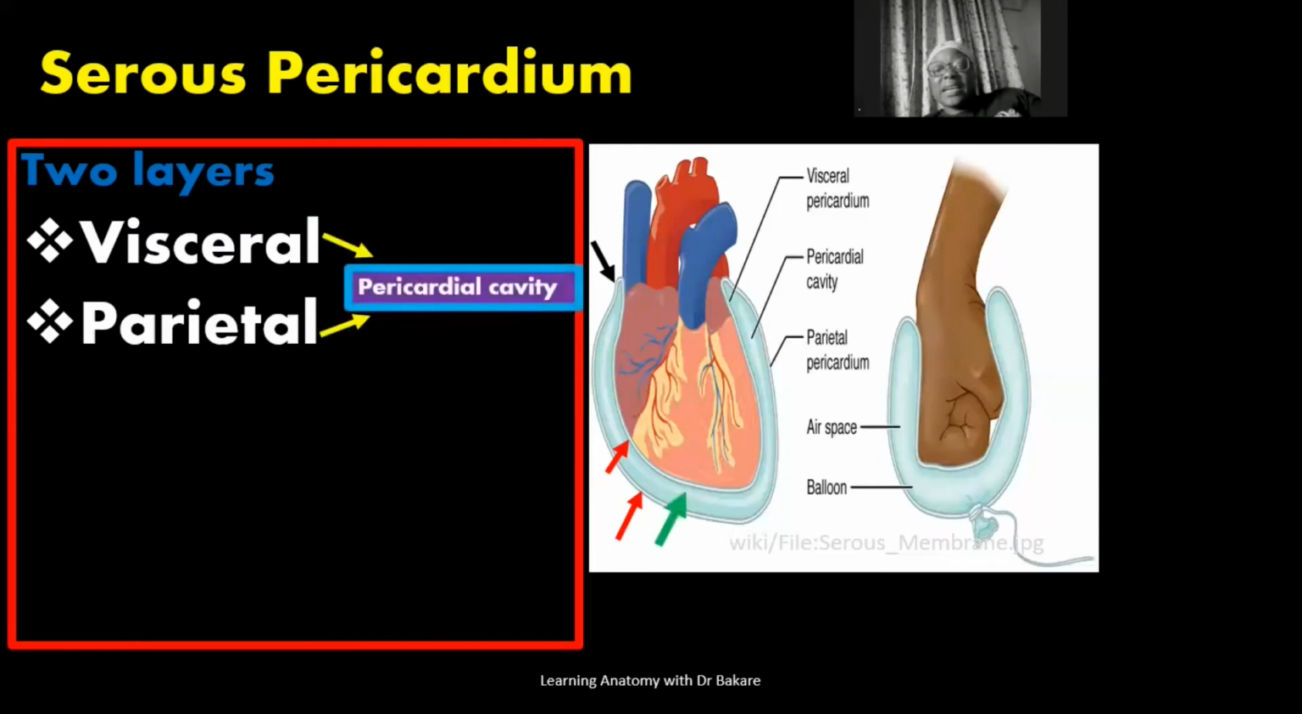So this is the pericardial cavity, which is the cavity that is formed between the visceral layer and the parietal layer of the serous pericardium. So this space is called the pericardial cavity. And within the pericardial cavity, we have fluid. It is this fluid that is responsible for lubricating the surface of the heart so as to reduce friction and allow easy movement so that the heart can contract and relax freely.